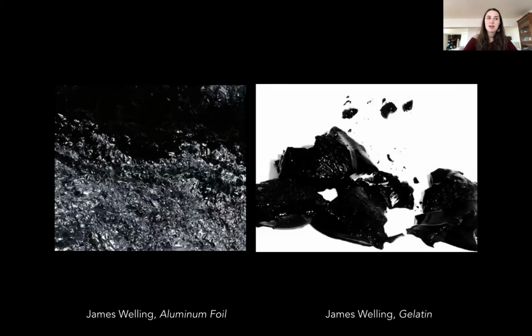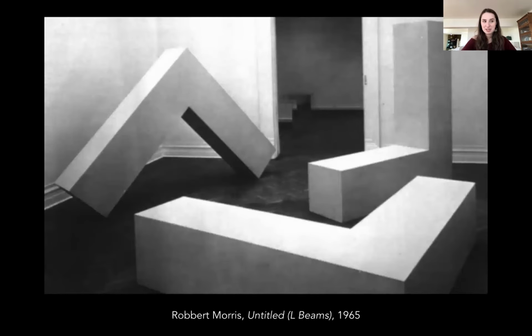The exception may be the minimalist photography done by James Wellings. He photographed super close up and very simply material, especially aluminum foil and gelatin, but you can barely tell what's there. But back to the point, take these L beams.